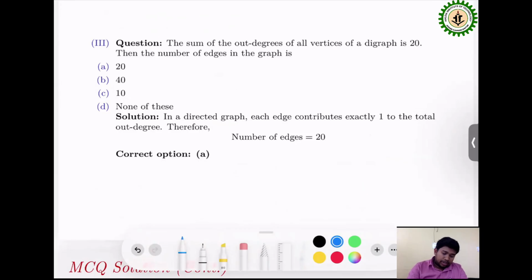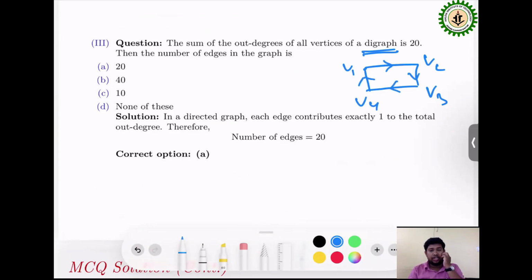The question is about a diagram, which is a directed graph. Suppose this is the graph with vertices V1, V2, V3 and V4. This is the direction of the graph. These types of graphs have direction between two vertices. The question is, what is the sum of the out degree of all vertices of a digraph?